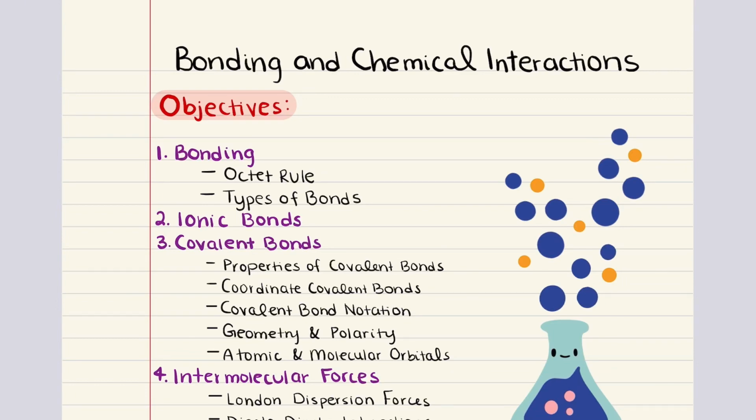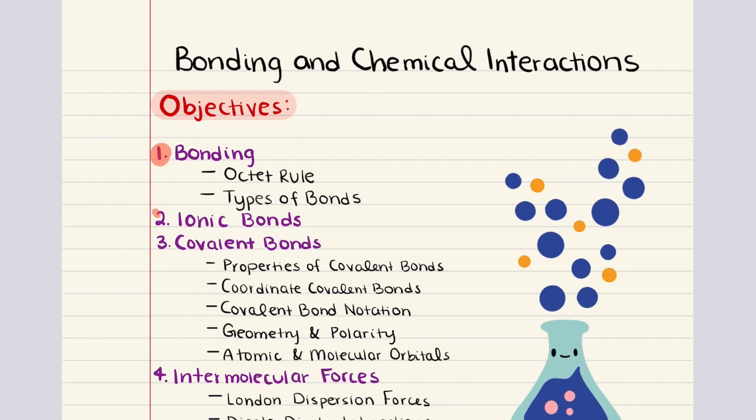Today's lecture is on bonding and chemical interactions, and we're going to cover 4 important objectives. The first objective deals with bonding. Here we're going to compare and contrast ionic and covalent compounds. We're going to explore the octet rule and its exceptions, and then we're going to learn how to distinguish between covalent and ionic compounds through a flowchart.